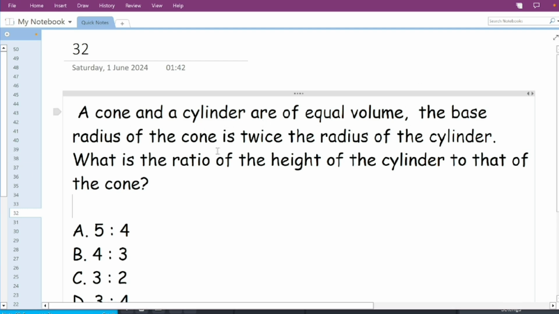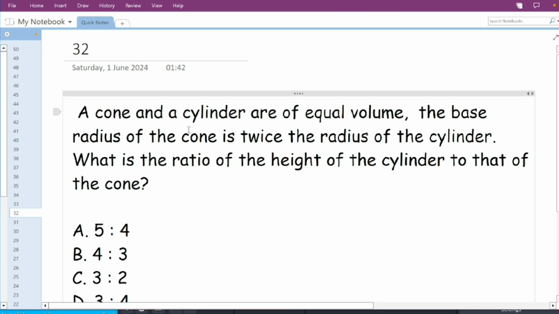The base radius of the cone is twice the radius of the cylinder. That means if the radius of the cylinder is r, then the radius of the cone is 2r. So if the radius of the cylinder is 3, the radius of the cone will be 3 times 2, that's 6. What's the ratio of the height of the cylinder to that of the cone?